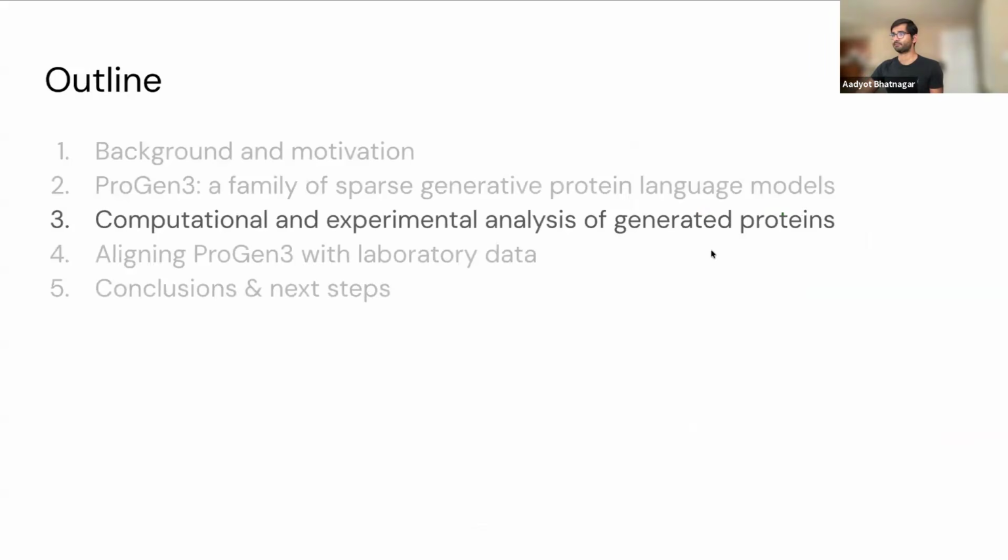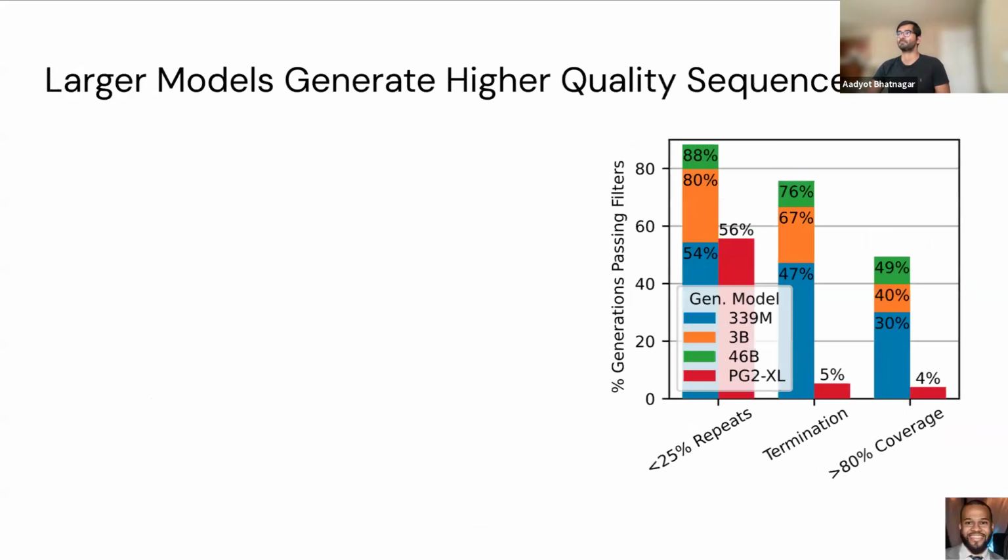Right. So moving on to the next section, let's talk about generating proteins from these models and what they look like. The first computational check we can do is to see how protein-like some of these generations look according to a variety of bioinformatic filters.